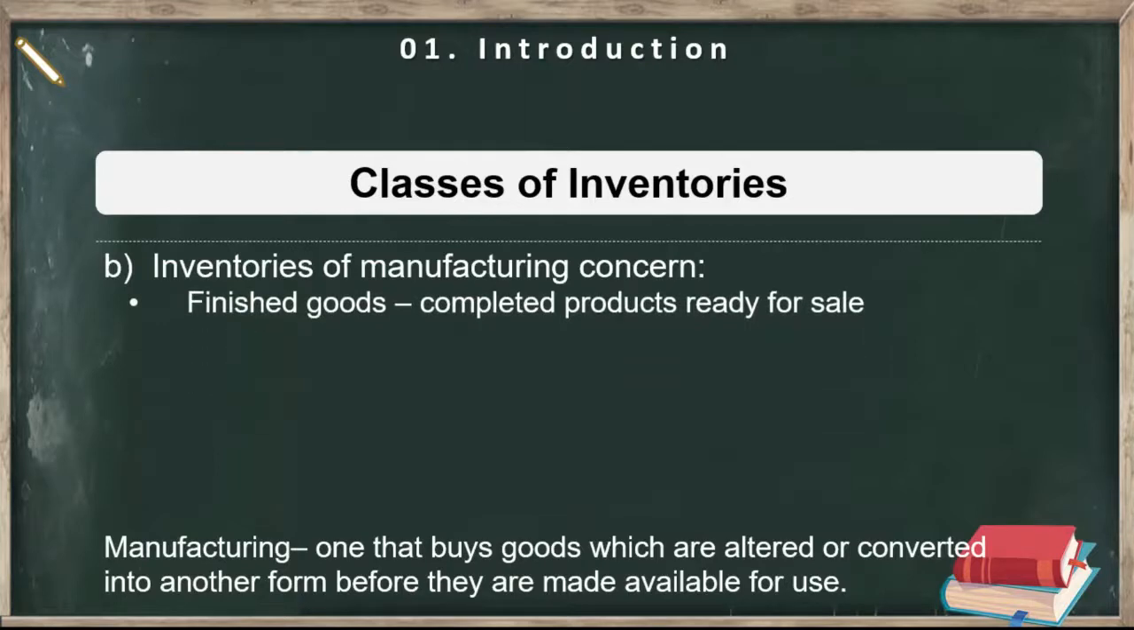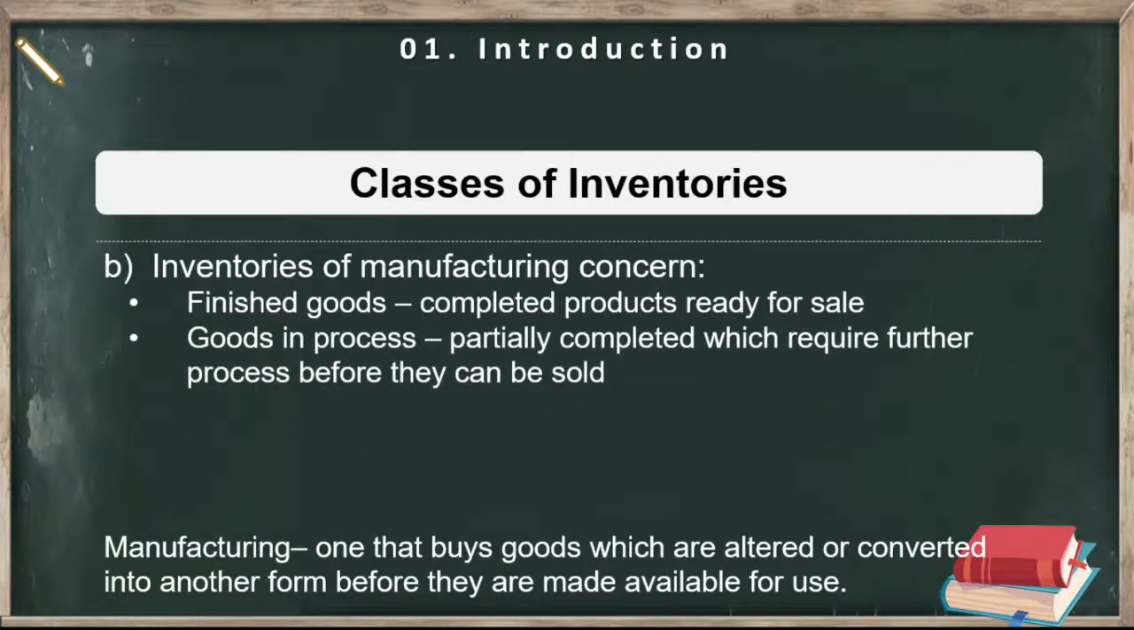So the inventories for a manufacturing concern include the finished goods. These are the goods which are already ready for sale. So they are already finished being made. We also have the goods in process, those which are partially completed, which require further process before they can be sold. So it has been started, but it is not yet finished.